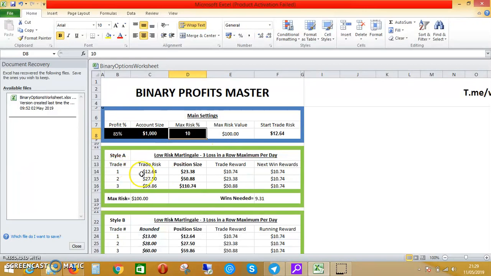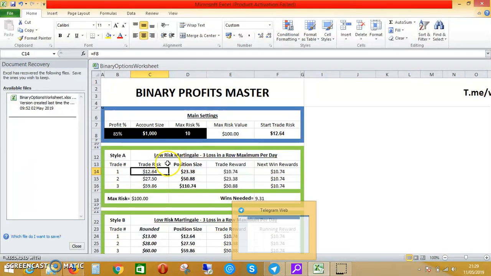This talks about the amount you will risk in the first trade. Assuming you have our signal that says sell or put, this is the amount you will risk at every first trade. So $12.64 is your first trade amount. If you win, this is what you win.